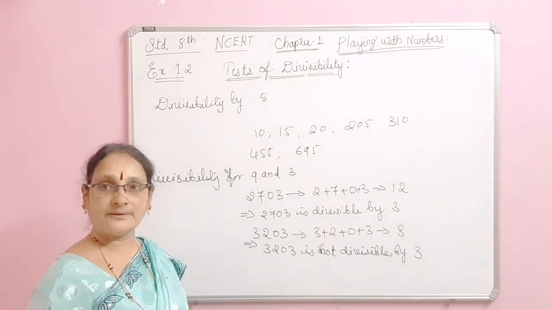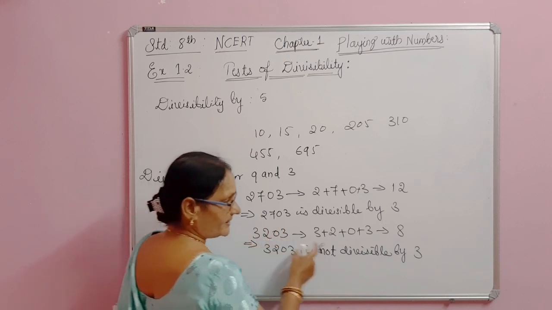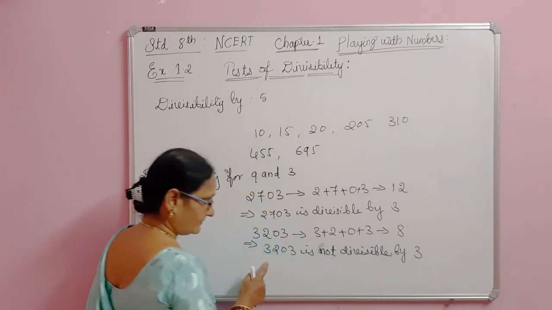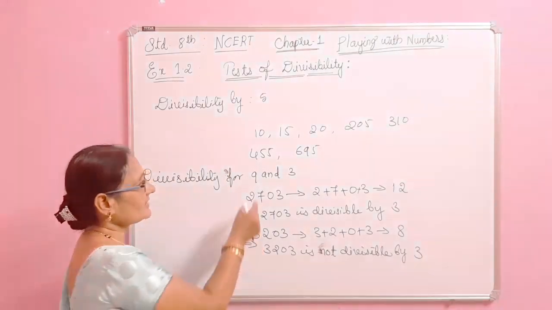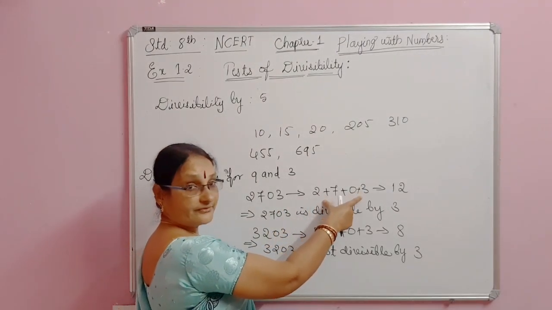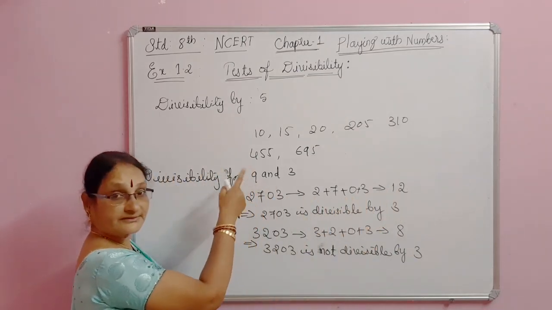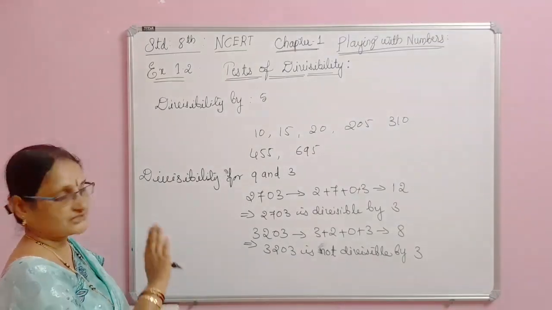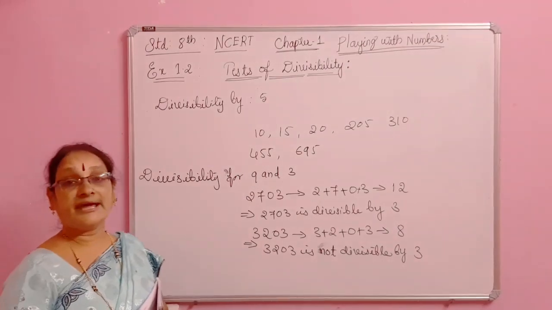Why is it not divisible by 3? Because the sum of the digits of the given number is 8, and 8 is not divisible by 3. So the given number is not divisible by 3. Same way for 9 also. The sum of the digits of the given number must be divisible by 9. Then the given number is divisible by 9. Same test for 9 also. This is divisibility for 9 and 3.